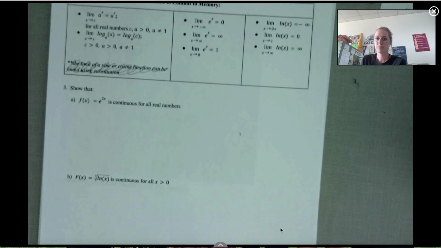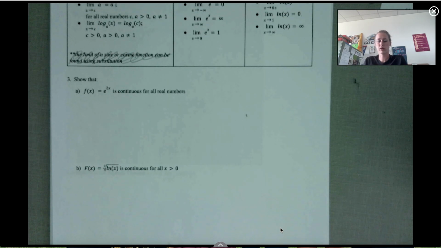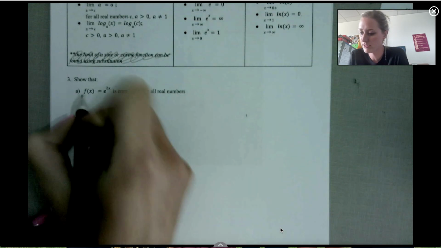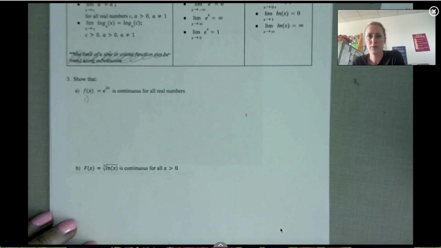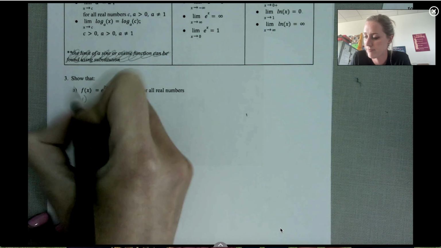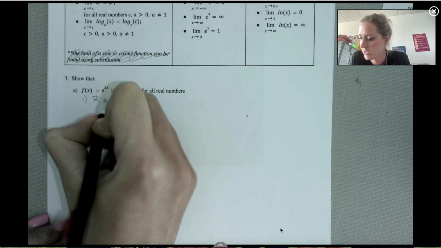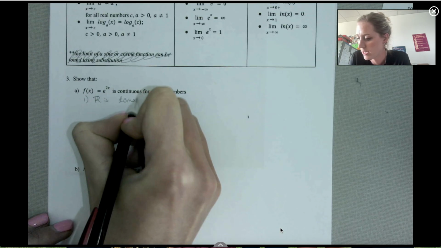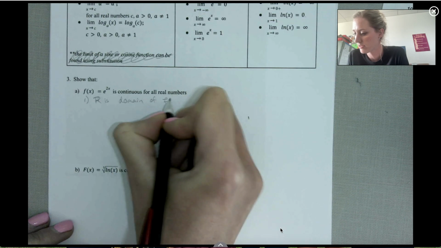All right, so now we're going to use a couple of these. We're going to show that f of x equals e to the 2x is continuous for all real numbers. Okay, so basically we need to meet those three cases again, right? It's continuous on that interval. Okay, so first, domain. Well, all real numbers is the domain of f of x. So that one checks out.